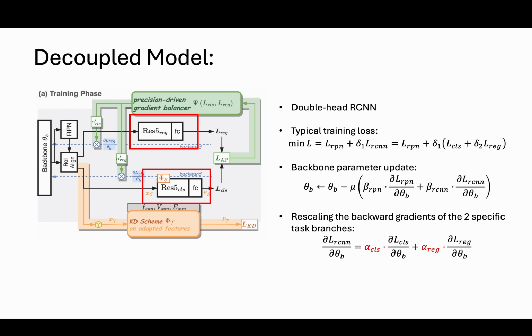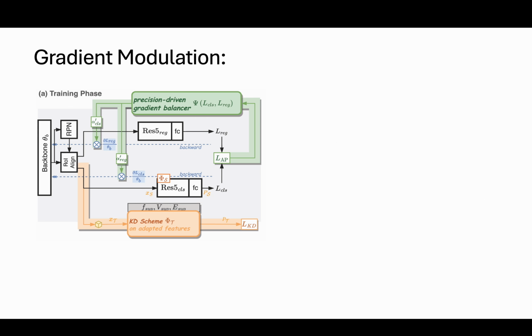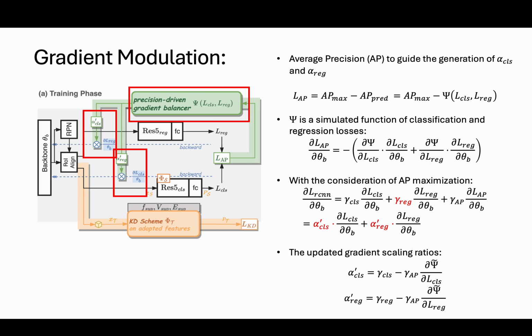Building upon the enhanced baseline, the proposed method addresses the conflicting requirements of the two tasks by rescaling the backward gradients of the two task-specific branches before forwarding them back to the backbone. A novel precision-driven gradient balancer is introduced to dynamically harmonize the learning process with a double-head RCNN model.